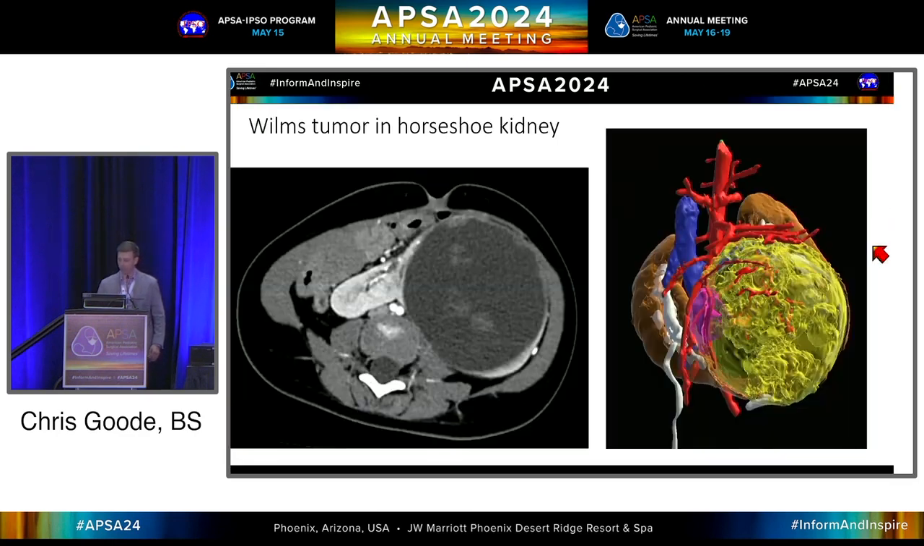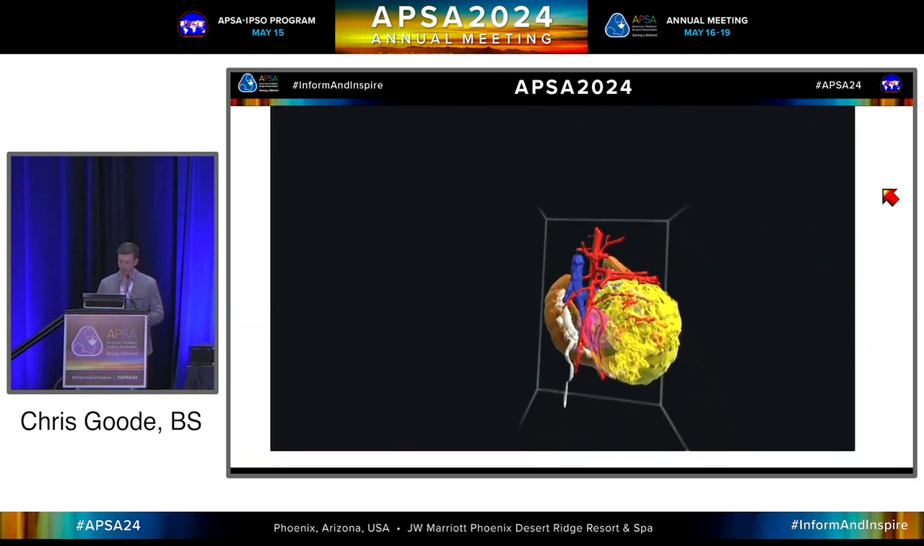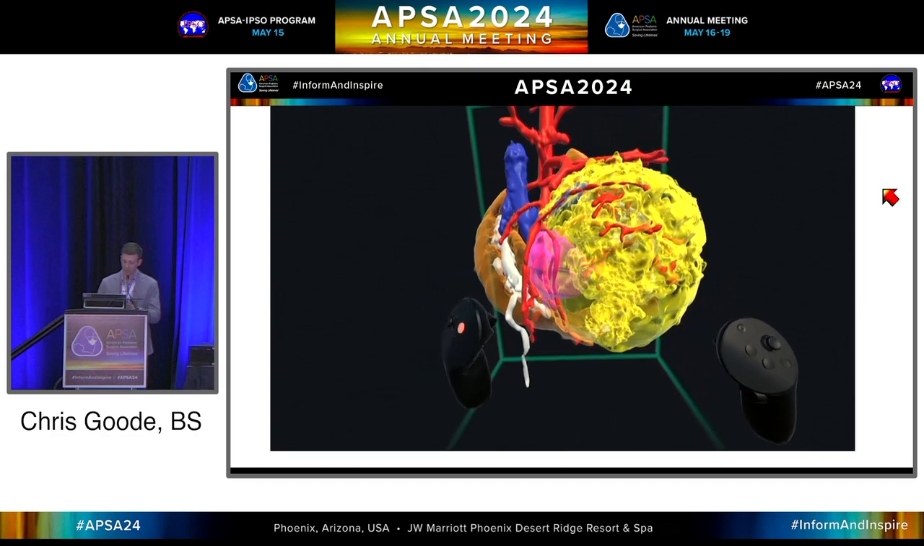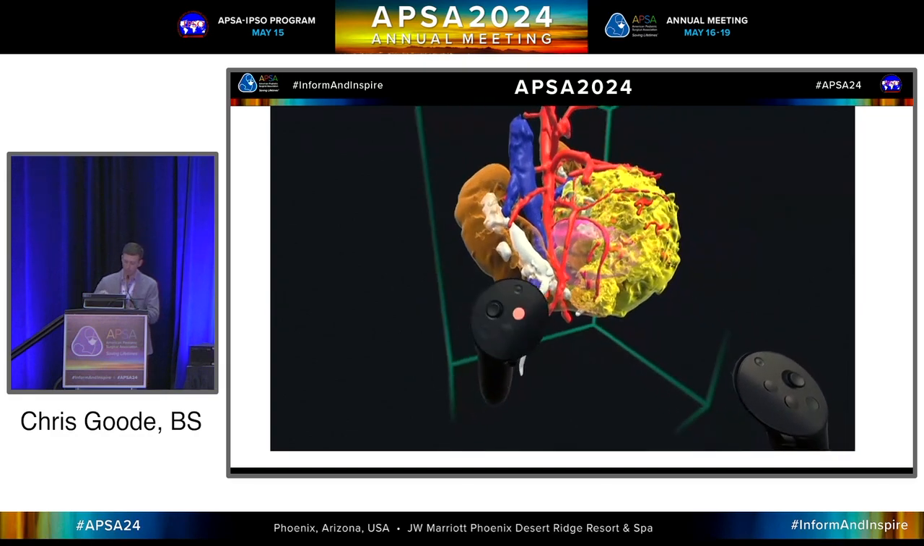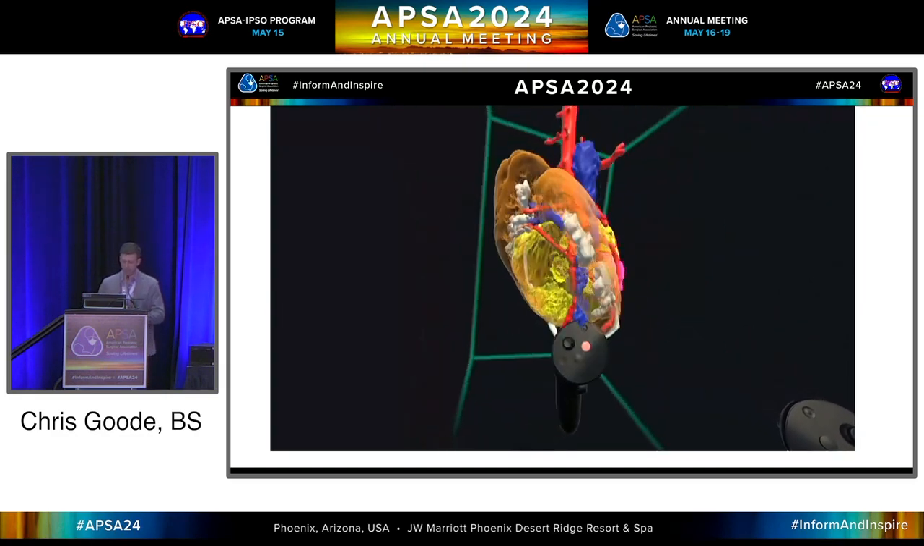Next case is a pretty unique one. This is a Wilms tumor in a horseshoe kidney. So this mass actually had three components to it. It had a cystic component, and then the solid component are all those lobules in the middle, and then that purple area was a different septation that we colored in purple.